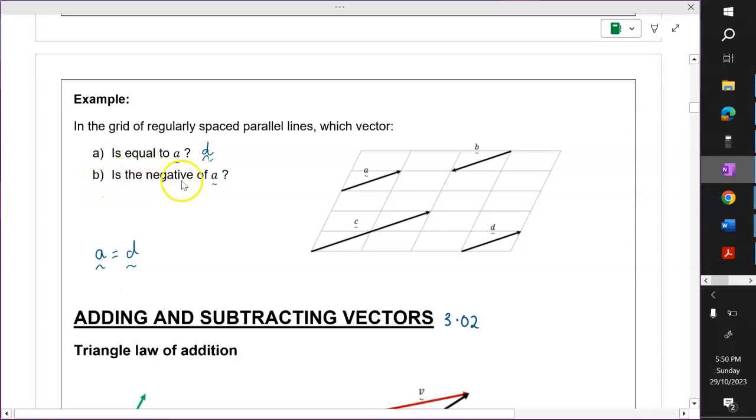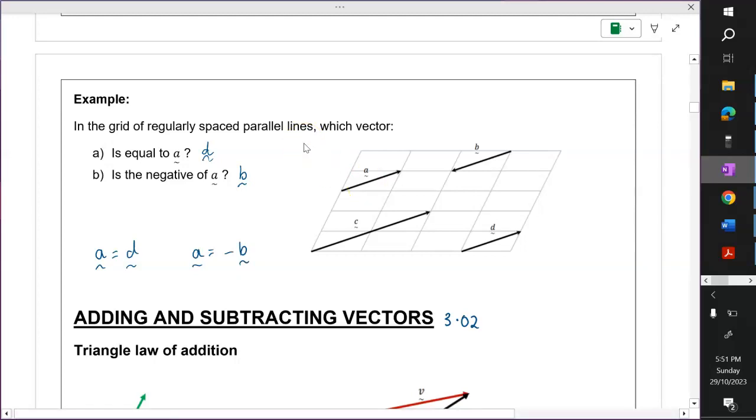Which vector is the negative of A? So A and B are the same size. They look like they're probably parallel, but they're going in a different direction. So the vector that's negative of A is vector B. So we could say that vector A is equal to negative vector B.